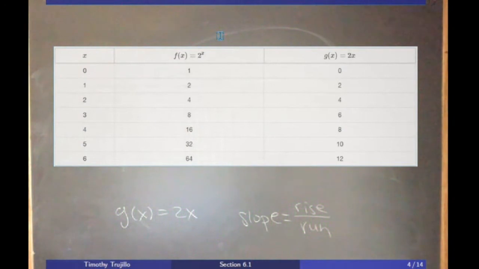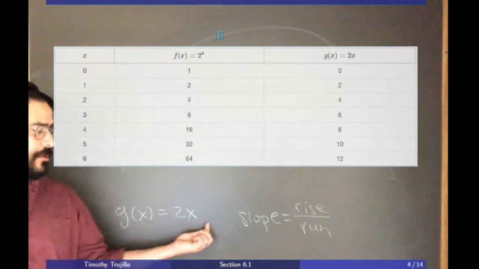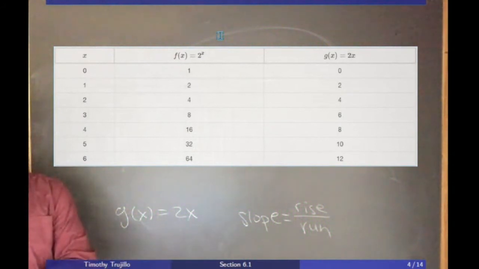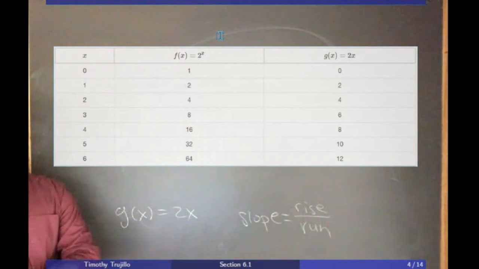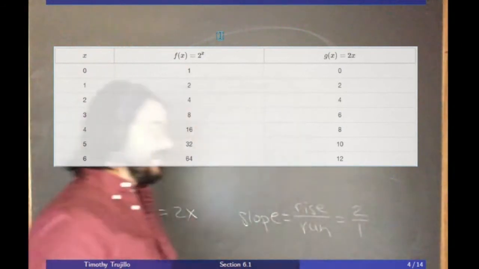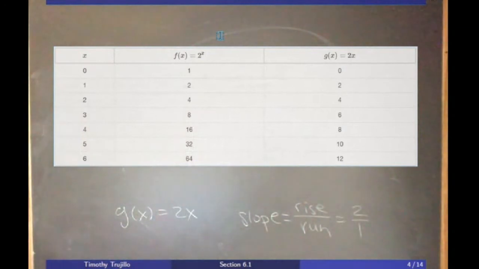So I've got a couple of students saying 2. Yeah. So here it's whatever's in front of the x. Remember, the y-intercept of this linear function would be 0, right? The b was 0 for that mx plus b formula. And we typically will write this as 2 over 1. So we'll think about it as the slope is 2, but we write it as 2 over 1.